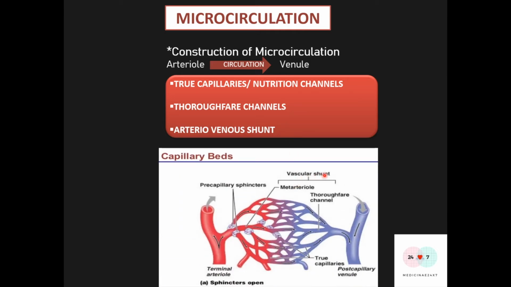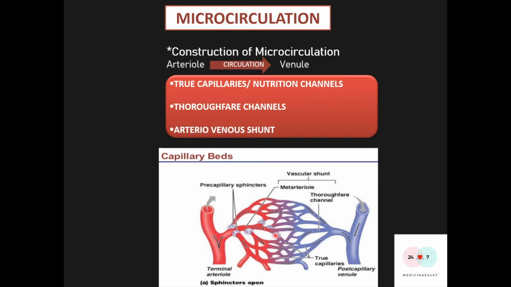In this image, we can see a basic diagram of the tissue capillary bed. True capillaries are those which are present in the middle and which are extensively branched. They have very thin walls, and the velocity of the blood is very slow in the true capillaries. The primary function is to exchange nutrition and return metabolites to the vessels from the tissue. This is why they are also known as nutrition channels.